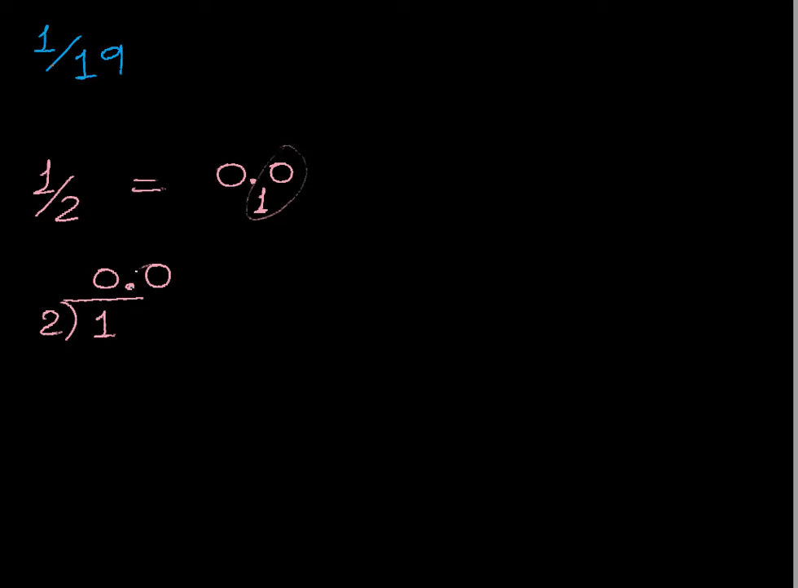So 10 divided by 2 means here the quotient would be 5. So I will put it as the very next quotient digit, 5. No need to put a remainder because it is 0.